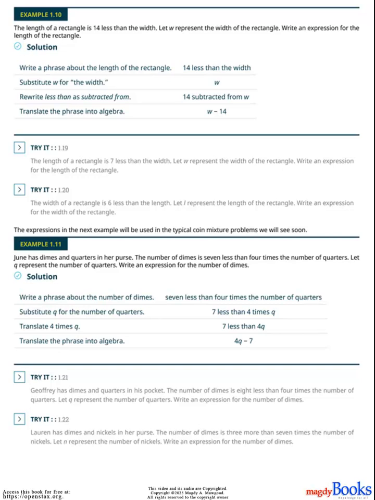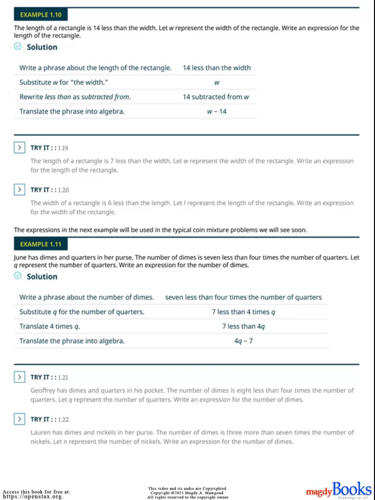Solution. Write a phrase about the number of dimes. 7 less than 4 times the number of quarters. Substitute Q for the number of quarters. 7 less than 4 times Q. Translate 4 times Q. 7 less than 4Q. Translate the phrase into algebra. 4Q minus 7.